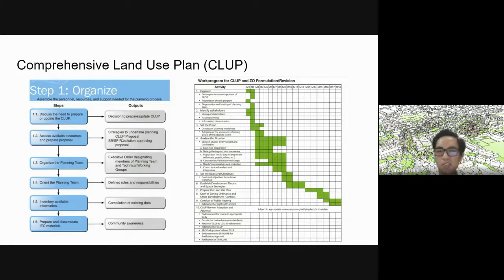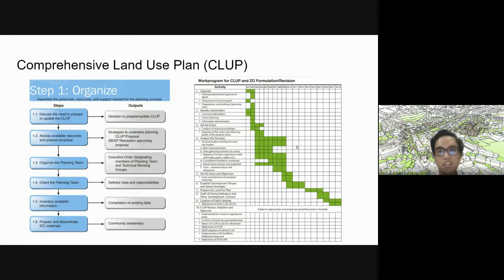But this should give you a starting point if you want to figure out what the steps are in making a comprehensive land use plan. Organizing the planning team, so who is included in that planning team, orient the team, and then inventory available information and prepare and disseminate the material.